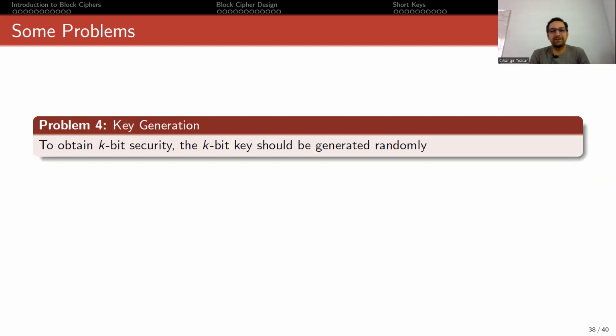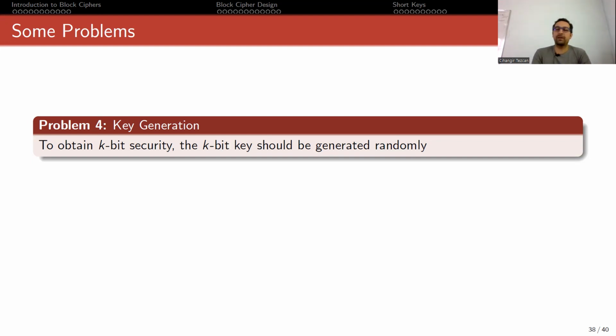Okay, the fourth problem is key generation. So this is a huge problem, and this is where governments would like to have a backdoor. In the past, we had some backdoors for random number generators, because to obtain k-bit security, the k-bit key should be generated randomly.